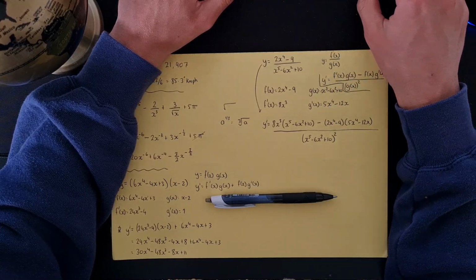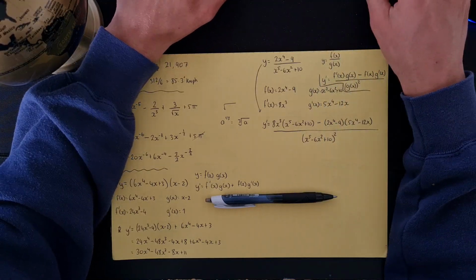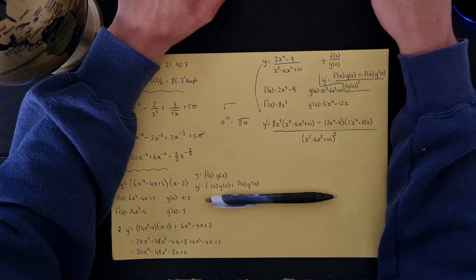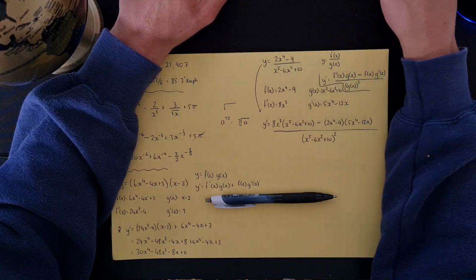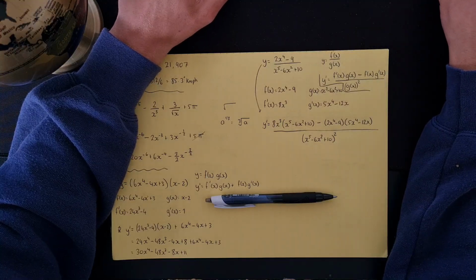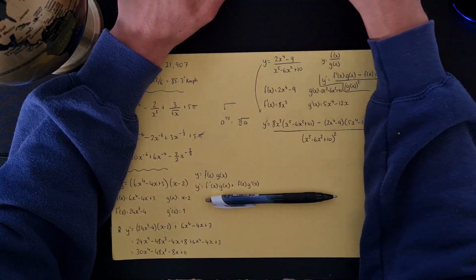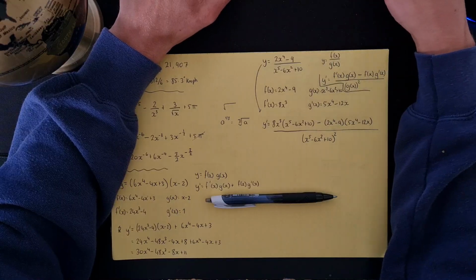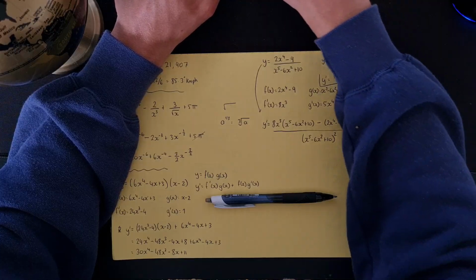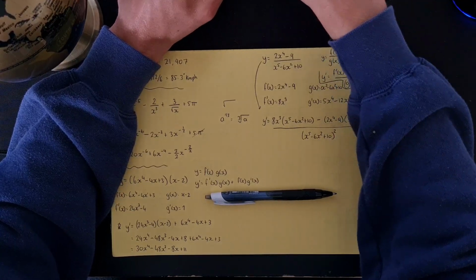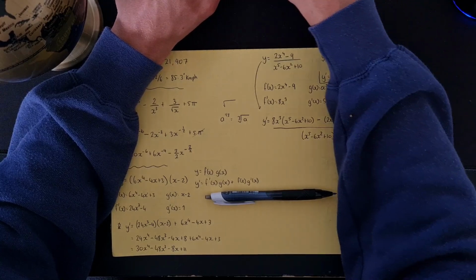So 8x to the power of 3, times x to the power of 5 minus 6x to the power of 2 plus 10, minus 2x to the power of 4 minus 9, times 5x to the power of 4 minus 12x, over x to the power of 5 minus 6x squared plus 10, all to the power of 2.